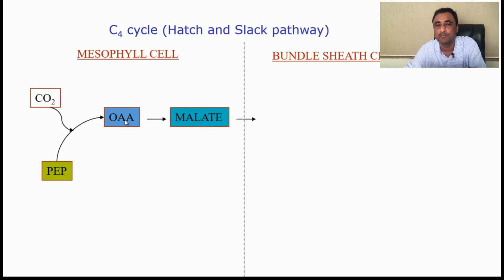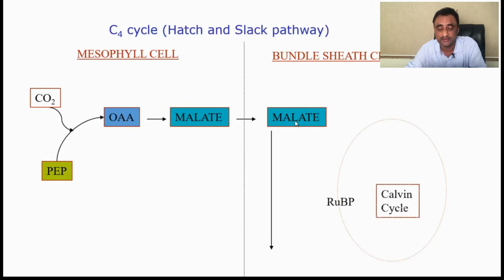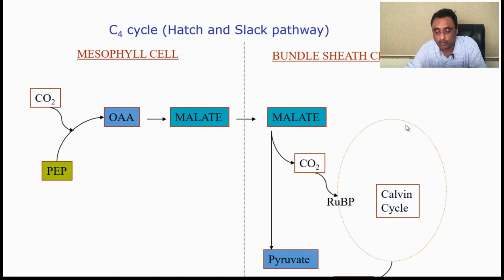Now this oxaloacetic acid gets converted into malic acid, and the malic acid is transferred to the bundle sheath cell. Now in the bundle sheath cell, this malate undergoes the decarboxylation process. That means there is a 4 carbon compound, one CO2 comes out, and as a result the 3 carbon compound pyruvate is formed. Now this single CO2 is accepted by RuBP, and within the bundle sheath cell the Calvin cycle will run and eventually form the starch.